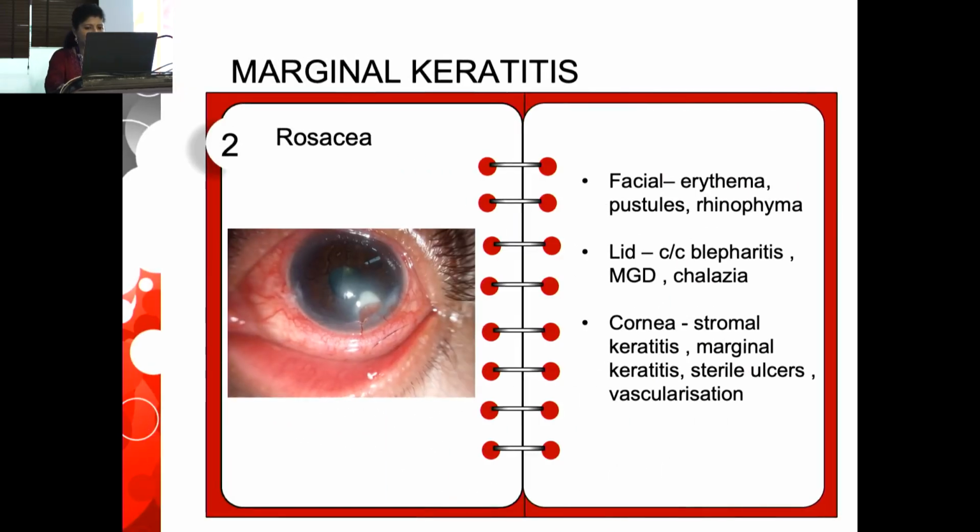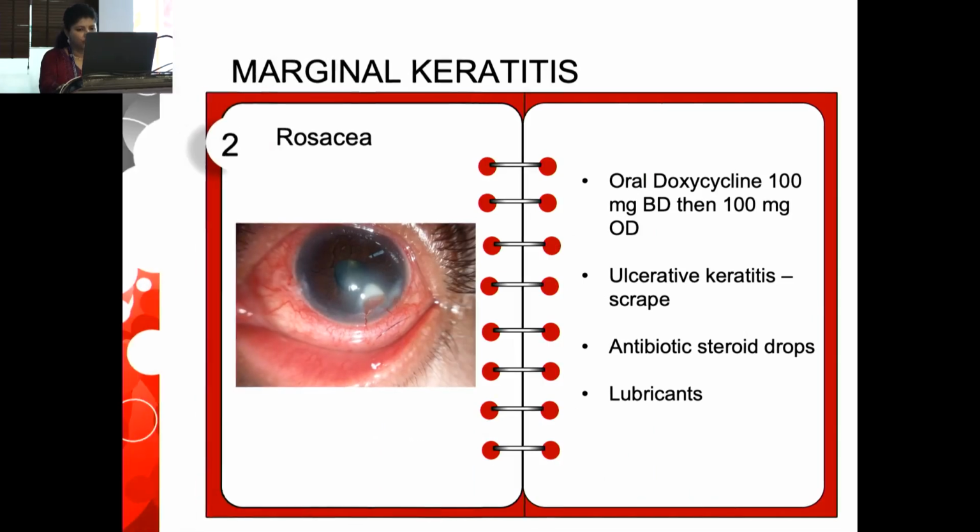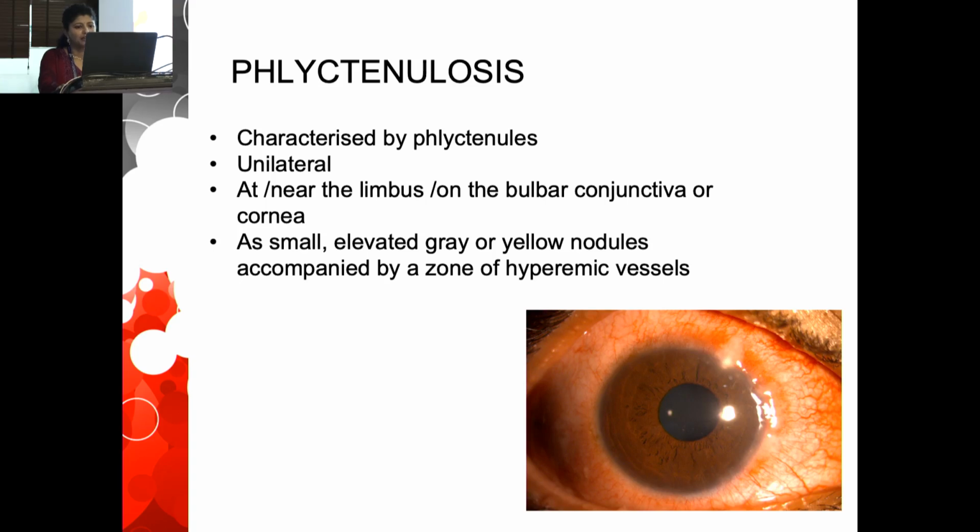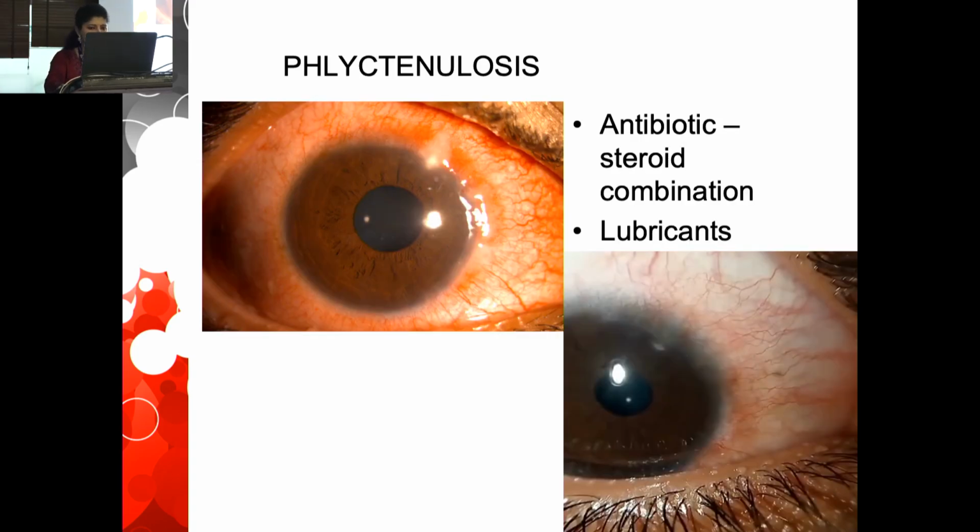Another one is rosacea. This will have a lot of systemic features, so it is easy to diagnose. Coming to the cornea, there will be marginal keratitis, stromal keratitis and sterile ulcers. If there is a good volume of infiltrate, again do the scraping, oral doxycycline, antibiotic steroid drops and lubricants. Phlyctenules are small elevated grey-yellow nodules which will be accompanied by a zone of hyperemic vessels. So here again, antibiotic steroid combination and lubricants.